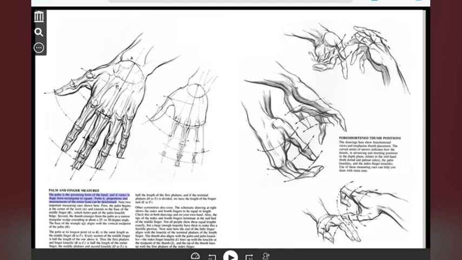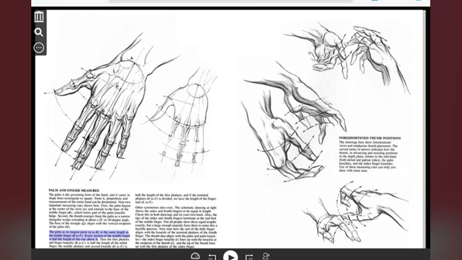The palm is the governing form of the hand, and it varies in shape from rectangular to square. From it, proportions and measurements of the entire hand can be determined. Note two important measuring cues shown here. First, the palm begins at the center of the wrist, A, and extends to the base of the middle finger, B, which forms part of the palm knuckle bulge. Second, the thumb emerges from the palm as a narrow triangular wedge extending at about a 25 to 30 degree angle. The base of the triangle, G, aligns with the vertical midpoint of the palm, H.